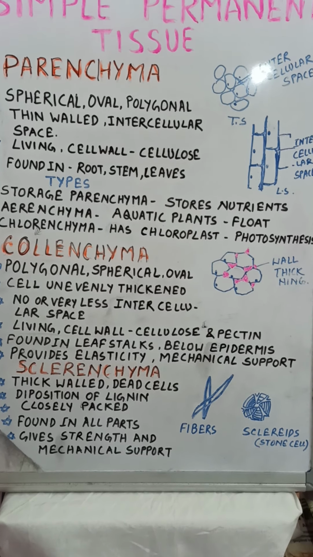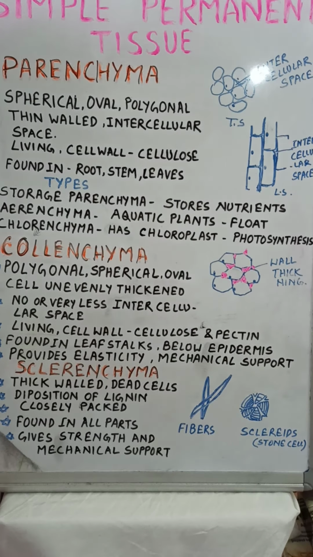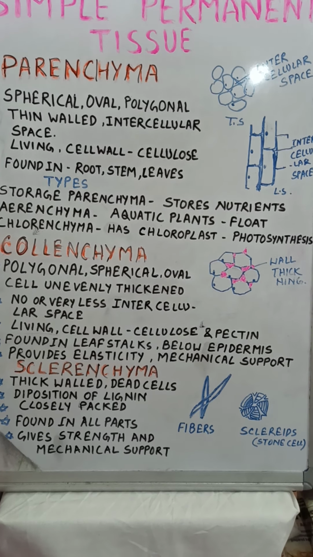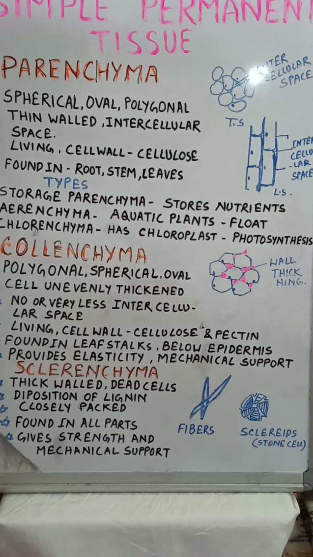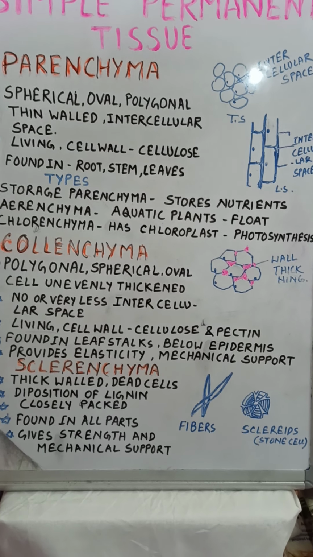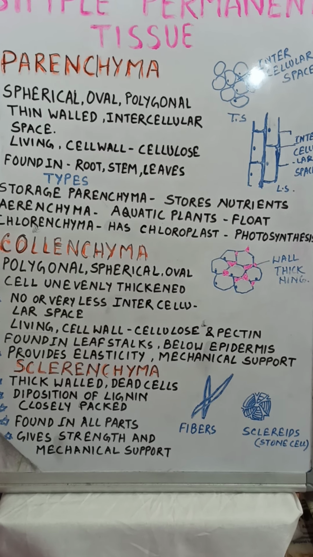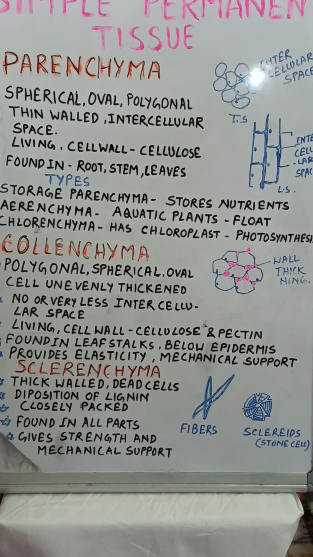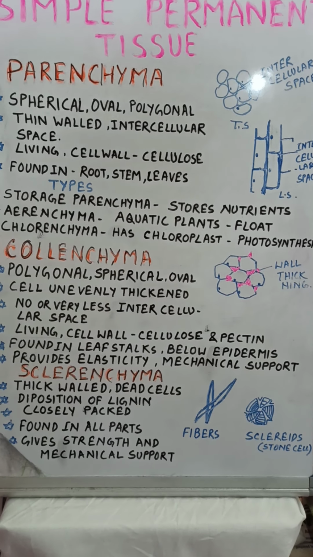So where are they found then? They are found below the epidermis. Now what is epidermis? Epi means outer, dermis means layer. So after the outer layer in the plants, we find the collenchymatous tissue. They are found in the leaf stalks. They are found in the petiole of the leaf.